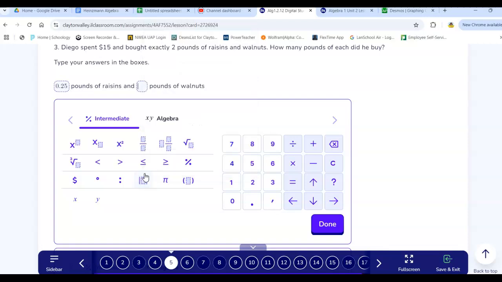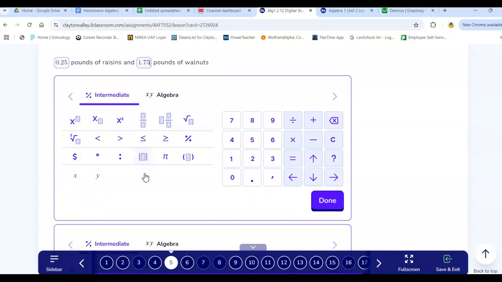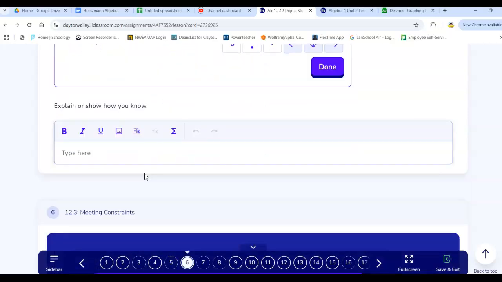Alrighty? And how do you know? Because that is where the two lines cross. And if you multiply 0.25 by 4, and if you multiply 1.75 by 8, you will find that those two numbers add up to 15. Okay, you should try it.